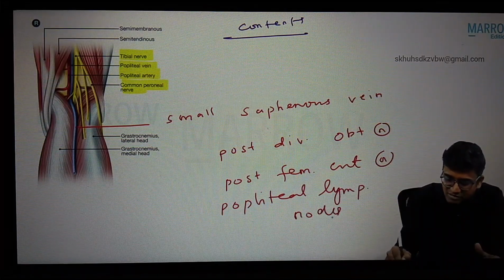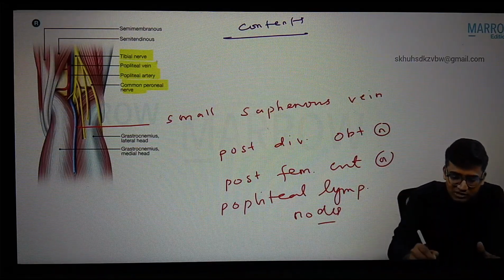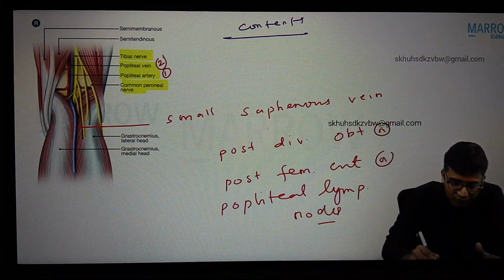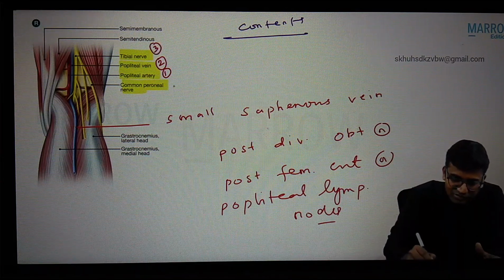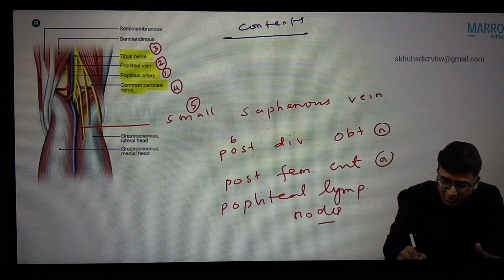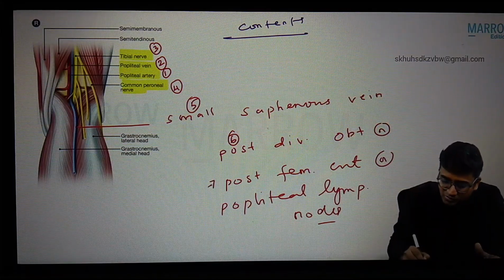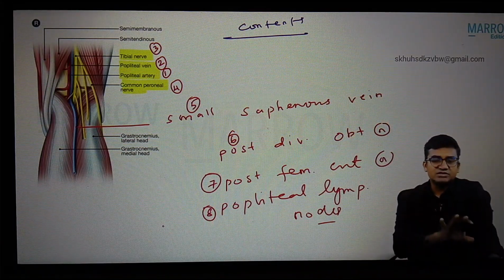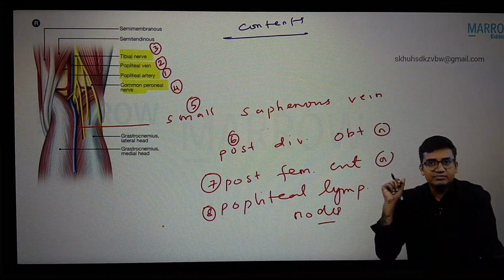So these are the contents you have to remember for the popliteal fossa. So I repeat, contents are popliteal artery, popliteal vein, tibial nerve, common peroneal nerve, small saphenous vein, posterior division of obturator nerve, posterior femoral cutaneous nerve, and the popliteal lymph nodes. These are all the contents of the popliteal fossa. That's all about the popliteal fossa. Very simple topic. Yes, that's all about the adductor canal and the popliteal fossa.